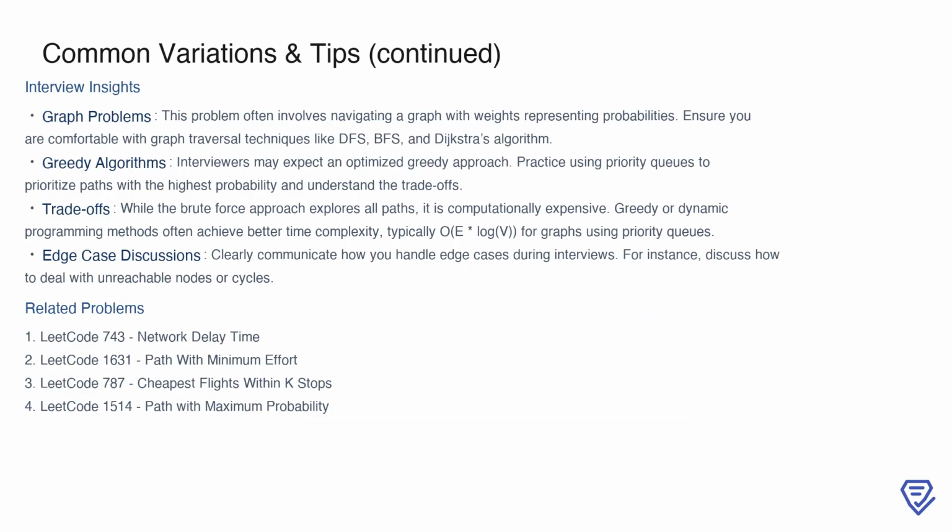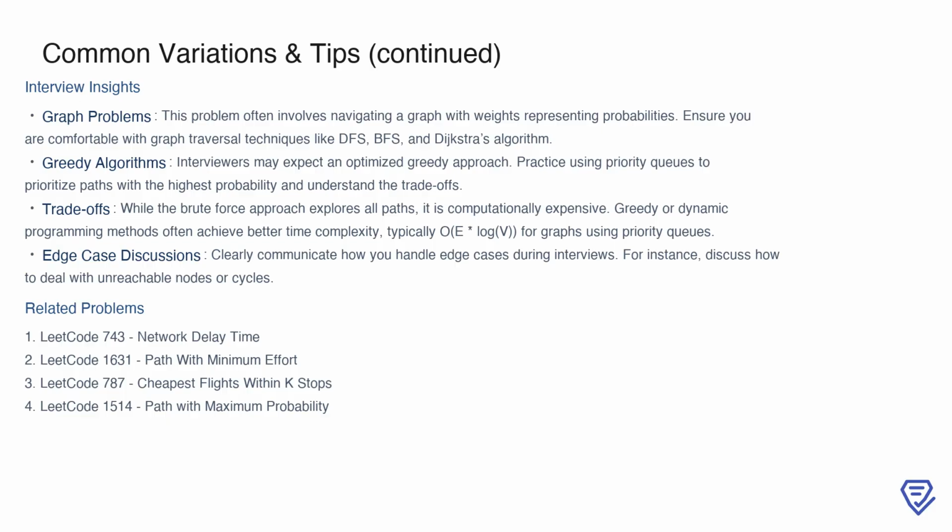Now, let's consider some key insights for interviews. This problem primarily revolves around navigating a graph where the weights represent probabilities, so it's vital to have a strong grasp of graph traversal techniques like DFS, BFS, and Dijkstra's algorithm. Interviewers often expect you to optimize your solution using a greedy approach, where priority queues are used to prioritize paths with the highest probability. Make sure you understand the trade-offs involved.